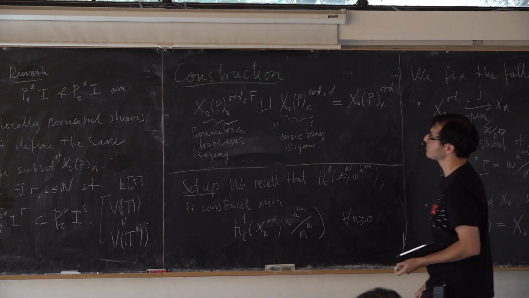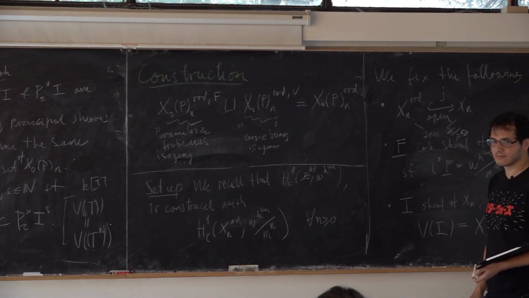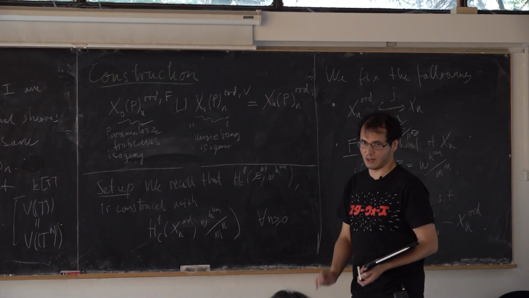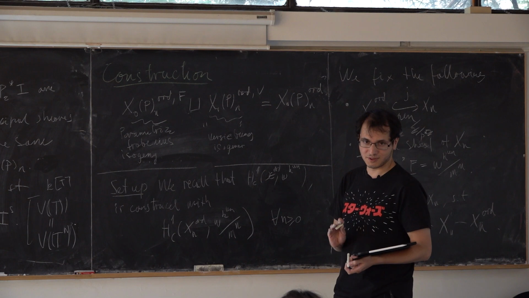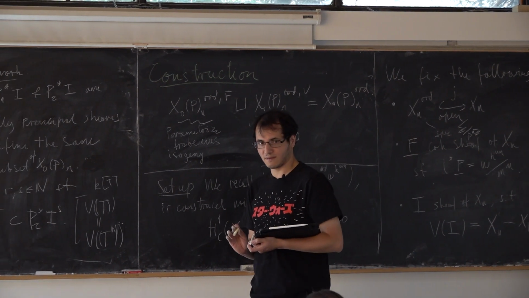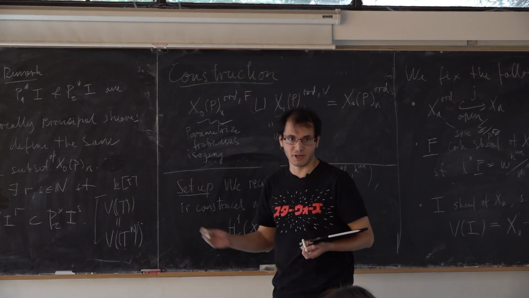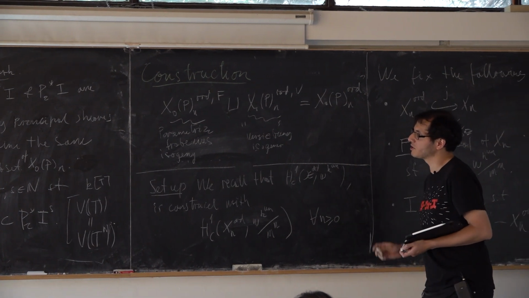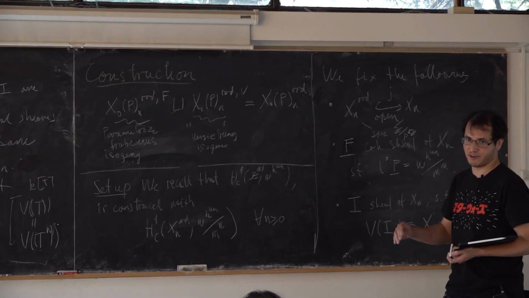This F here is the Frobenius, but the F in the theorem is different. We will use this one, that's why I'm putting this. We'll use the Frobenius to define the F in the theorem.